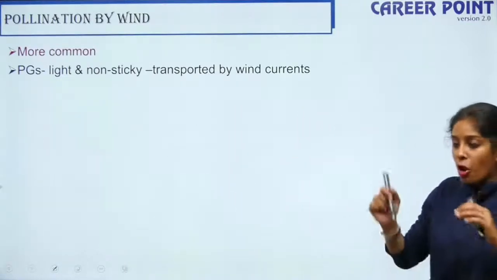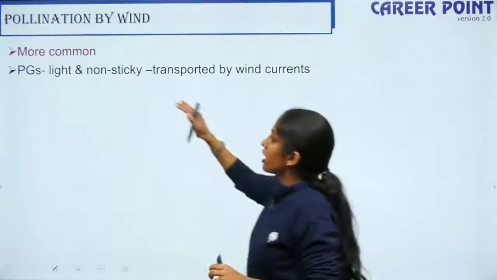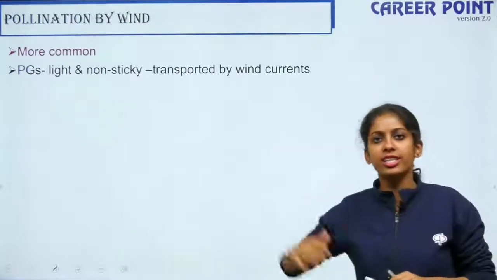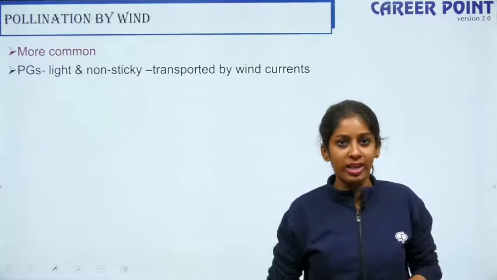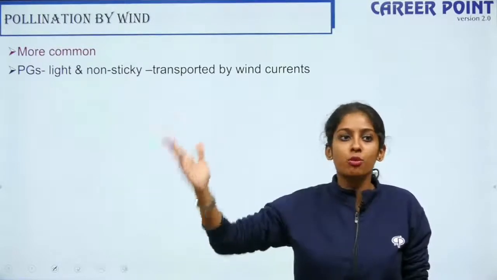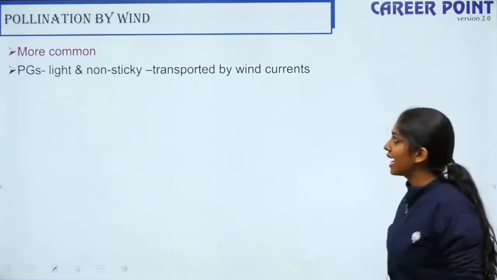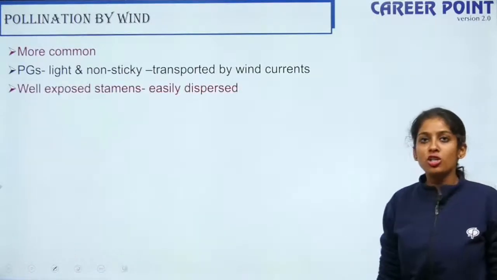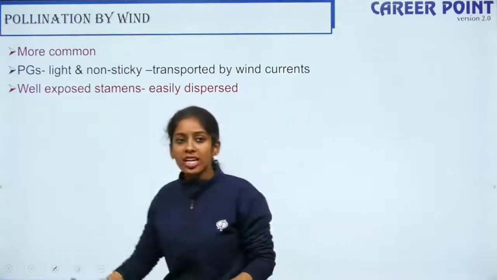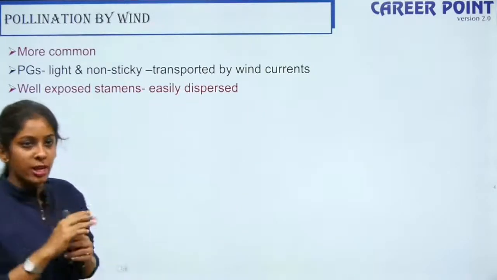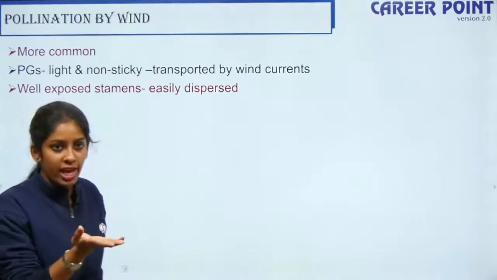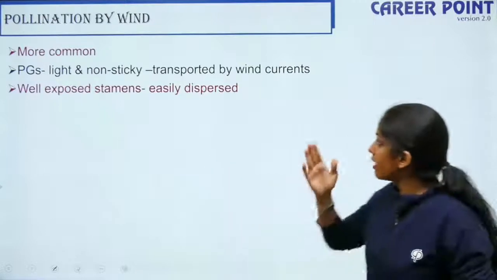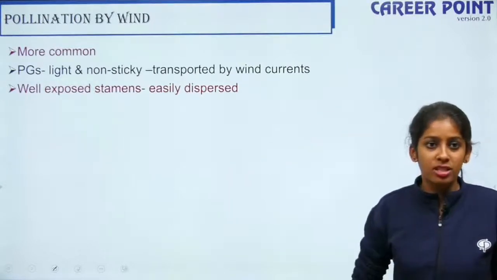For pollination by wind, pollen grains have to follow some criteria. The pollen grains have to be light and non-sticky. That is how they can be carried by the wind. If it's sticky, it will just stick to the surface. How can it move by the wind? So it has to be light and non-sticky so that it can be transported by wind currents. It should also have well exposed stamens so that the pollen grains can easily be dispersed. The pollen grain should be well exposed in air so that when the breeze flows, it can easily move from one plant to the other plant.